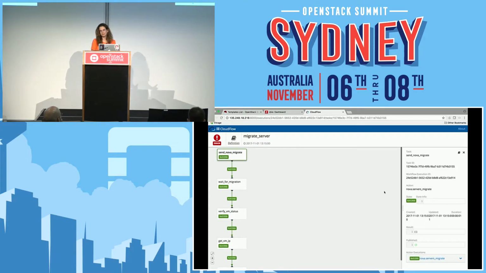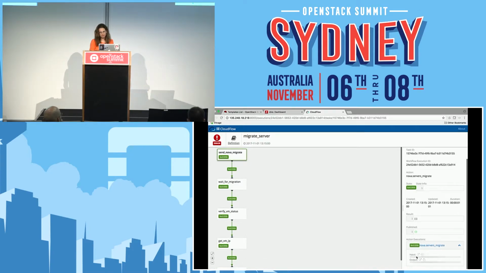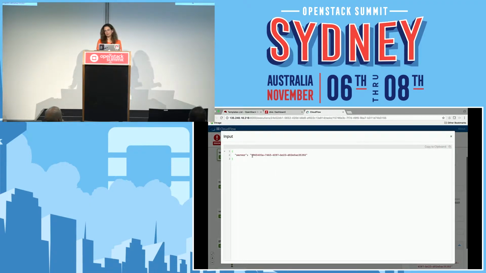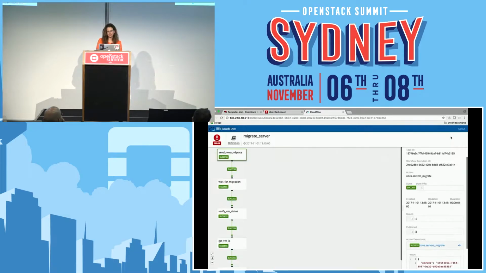The first task is to call Nova and ask to migrate the VM. You can see here the input and output of this task. The input is the VM that was down and was part of the heat stack. This is the VM we asked to migrate.